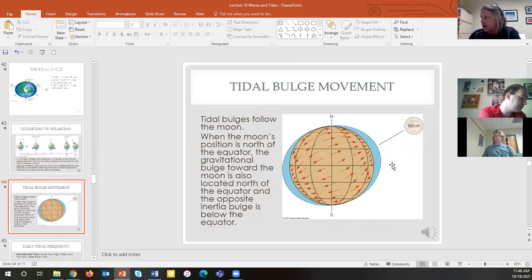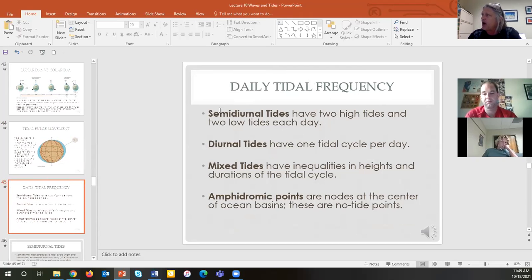So notice it's not along the equator. It's moving around the Earth. So here you could get 2 highs and 2 lows a day. Here you get 1 high and 1 low every day. It just depends on where you are on Earth as to what tidal frequency you're going to get. So here are our different tidal frequencies. Semi-diurnal, 2 highs and 2 lows each day of approximately the same height. Diurnal, 1 high and 1 low each day.